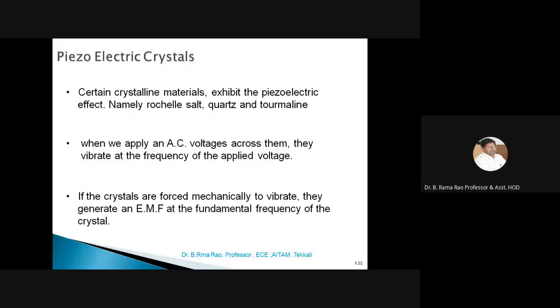In this type of oscillator, we are going to use piezoelectric crystals. Usually quartz is used as a resonant circuit, replacing the LC circuit. We choose Rochelle salt, quartz and tourmaline because these three materials exhibit the piezoelectric effect.